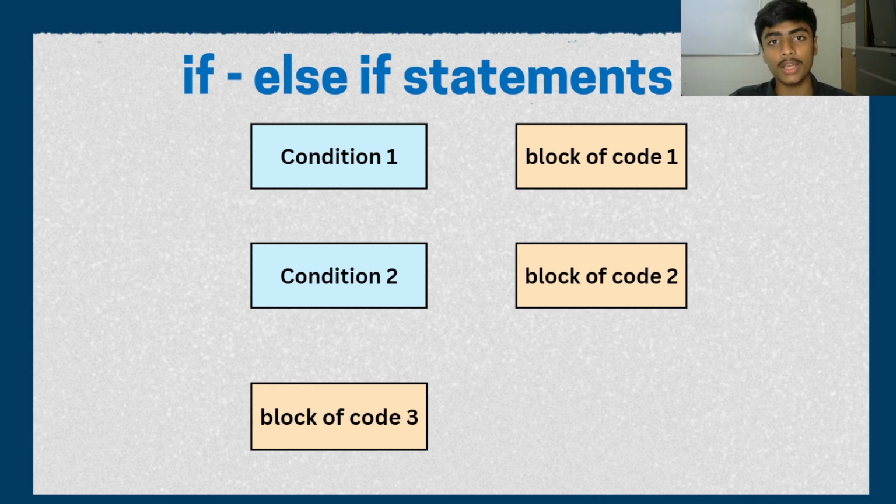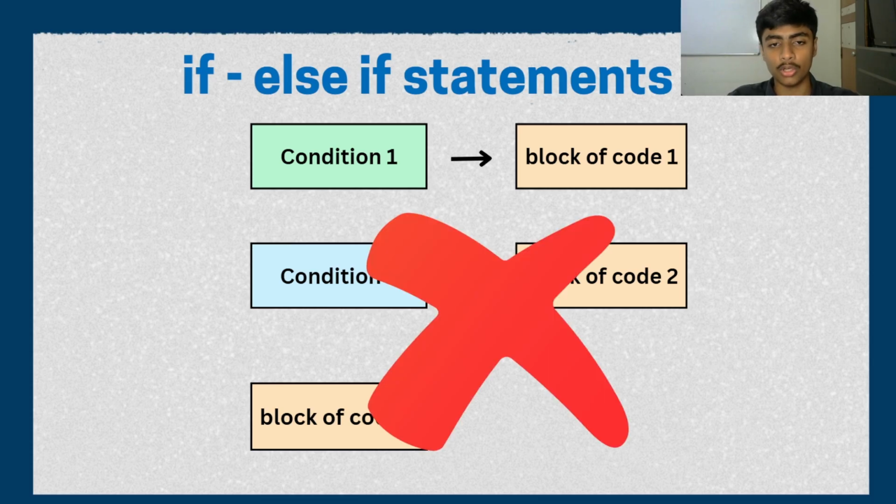Now we're going to be learning about our if-else-if statements. Now our if-else-if statements are pretty simple. And as you can see, it consists of two conditions and three blocks of code. So what we're going to do is check our first condition. If our first condition is true, we're going to execute our first block of code, and we're going to ignore everything else. We're not going to execute the second condition and other blocks of code.